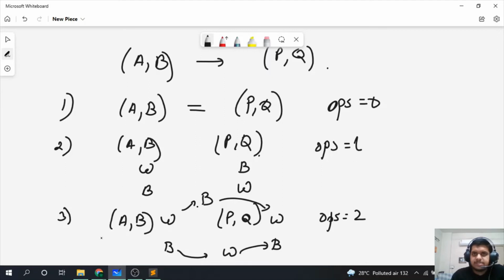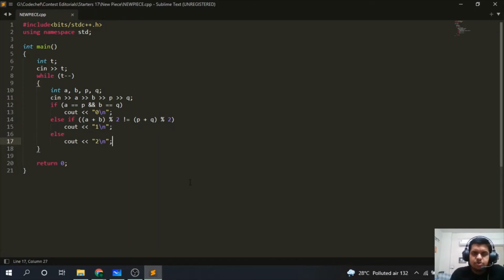So now without wasting any time, let us directly move to the implementation. So starting off with the implementation, first we will take input the 4 integers A, B, P and Q. So we will consider the first case where it is exactly the same cell. So if A is equal to P and B is equal to Q, then the answer will be 0, right? Because we do not have to make any moves in this case.